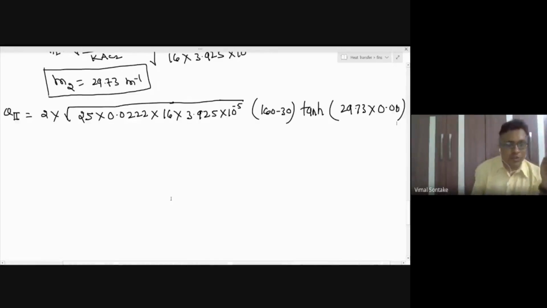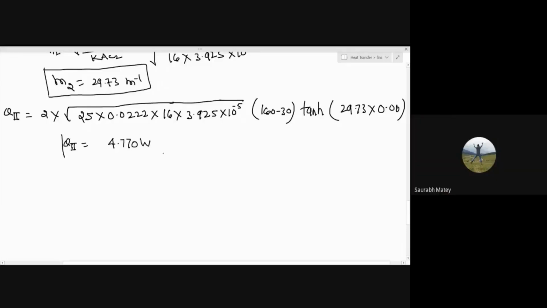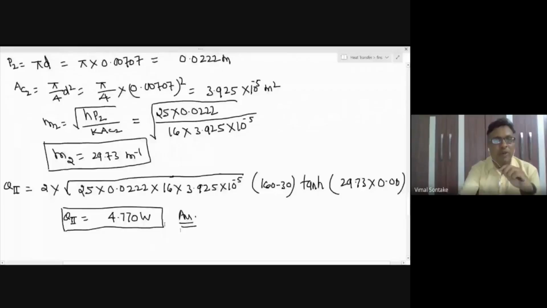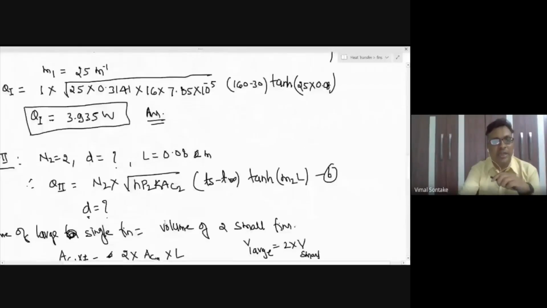Okay. So I could get this value. Q2 something is coming around as 4.770 watt. Yes, sir, 4.771. Okay. Almost correct. So what was the value of Q1? 3.935 watt and Q2 is 4.770 watt, isn't it?